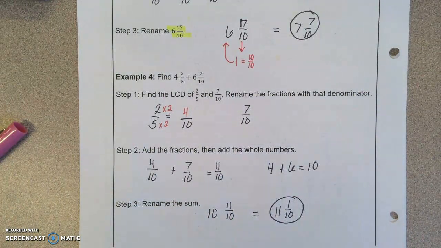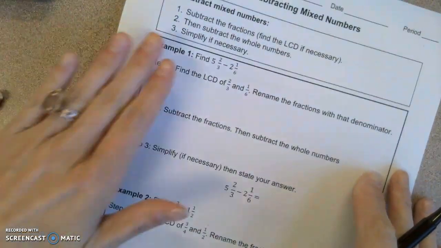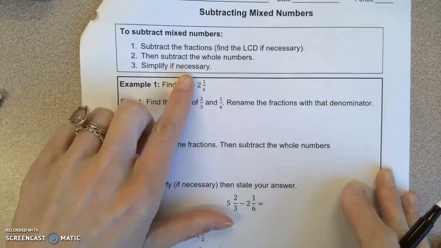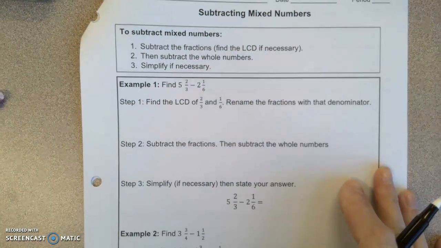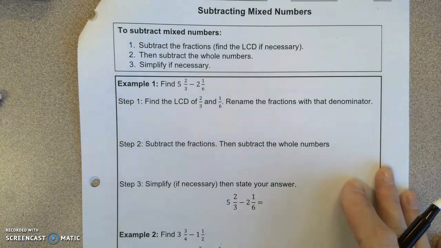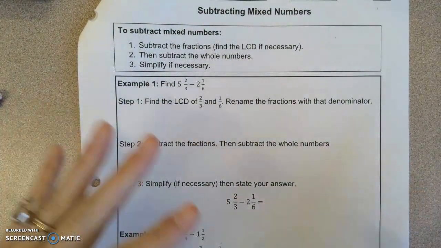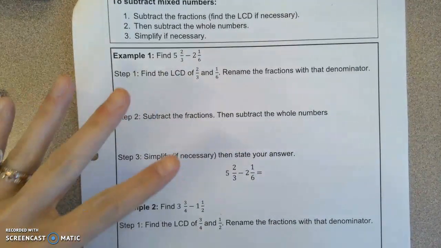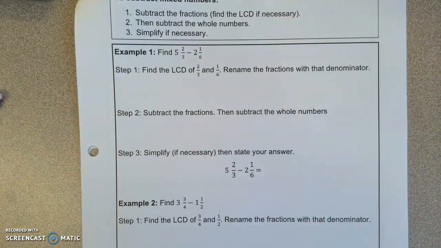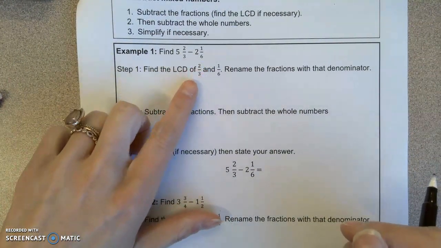Okay, we are going to go through these same steps, but we're going to do this with subtracting. So I'm going to flip to the next page. Okay, you should see the steps again at the top. Same process here. We're going to subtract our fractions, get a least common denominator if we need to, then subtract the whole numbers and simplify. So these first two, we won't have to do any regrouping, but we'll look at a couple of examples where we do. So we have 5 2/3 minus 2 1/6.